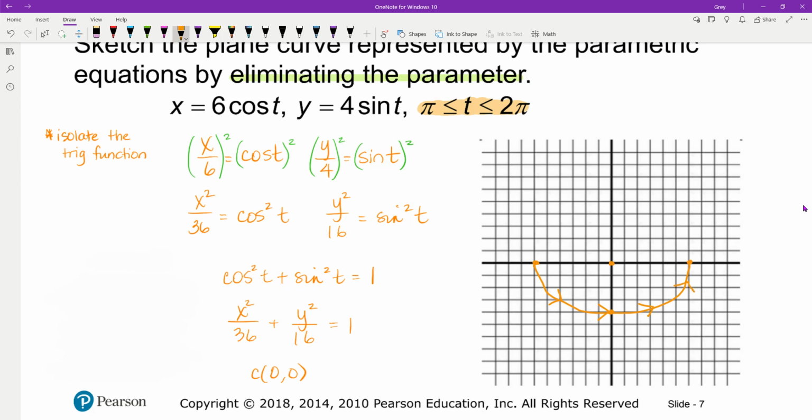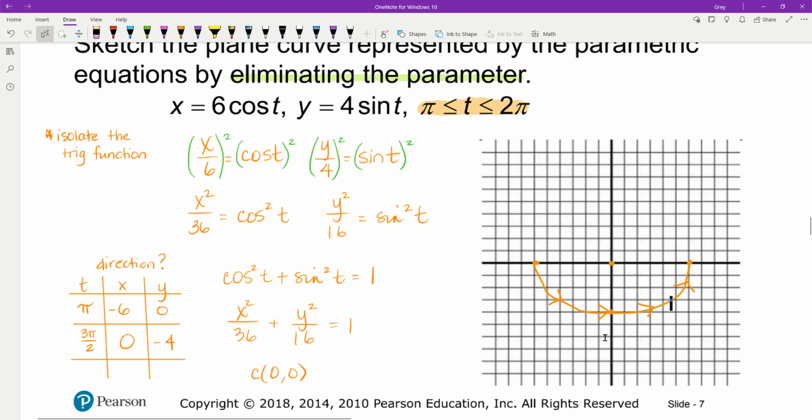And if you want, you could go back to what we did on the previous problem, and that is to make a t-chart to figure out your direction. Okay, so if I chose, I would choose pi, and then I would choose 3 pi over 2. And when you plug in for x, you're going to get x is equal to -6, y is 0, which is this point right here on my graph. And when I go to 3 pi over 2, I'm going to get x equal to 0 and y equal to -4, which is this point on my graph. So you're going to get the same thing either way that you do it.